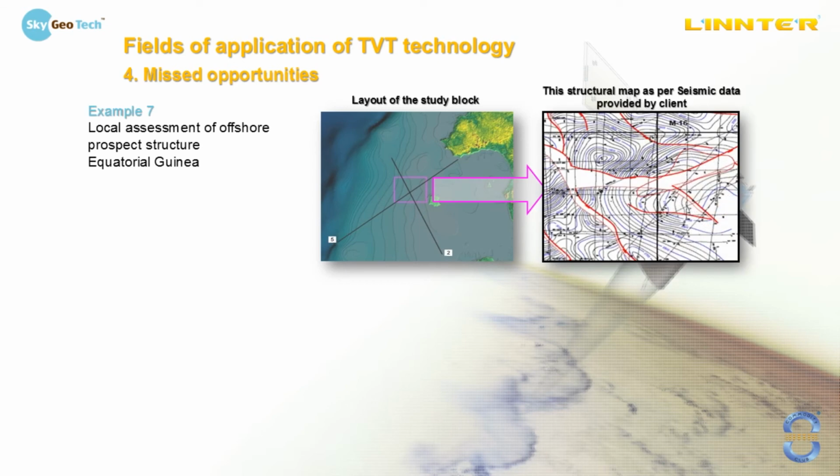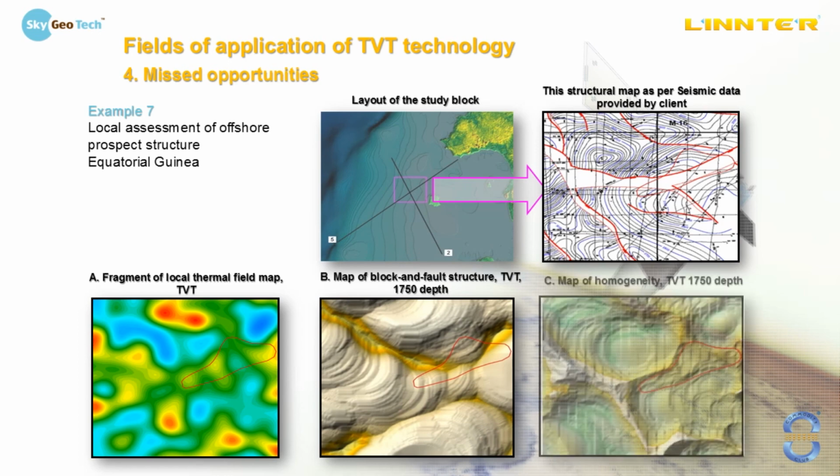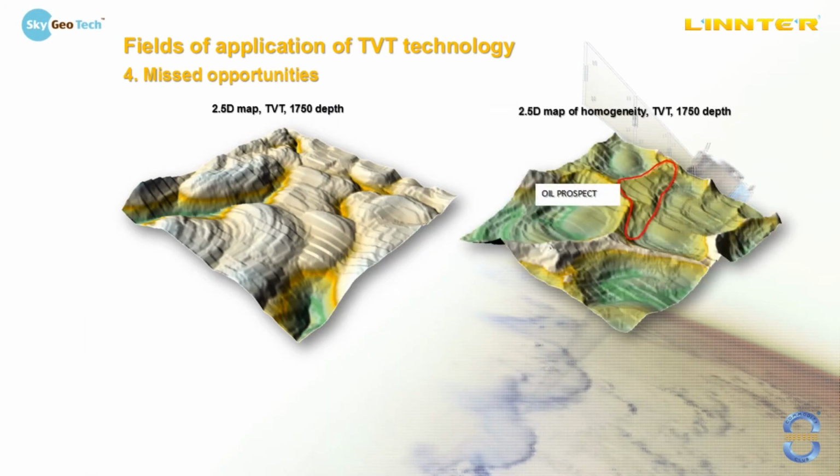This seismic data map was provided by the client, and we cannot say much about this area according to this image. We defined the depth and built TVT horizontal sections, and every image shows this area as a prospective area. We built a local thermal field map of the block and fold structure, a map of homogeneity, and finally, we built 2.5D maps to see the geometry of this deposit.